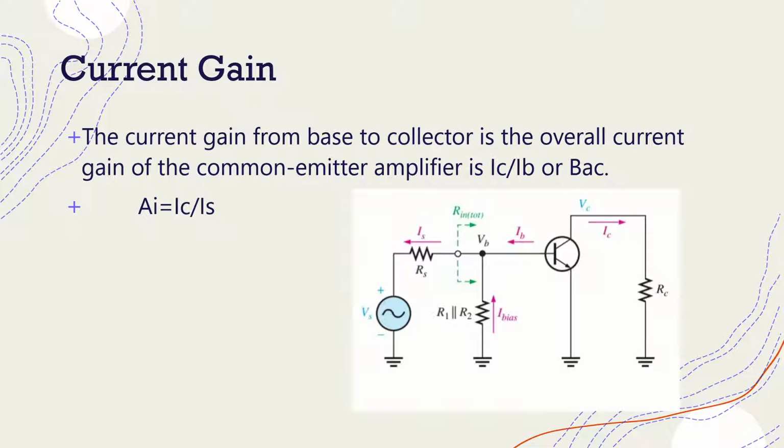Current gain. The current gain from the base to collector is IC by IB, or beta AC. The overall current gain of the common emitter amplifier is AI equal to IC by IS. IS is the total signal input current produced by the source. IS is also given by the formula IS equal to VS by Rs plus Rin total.